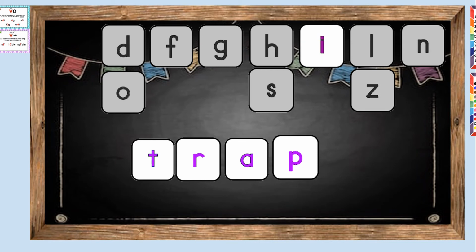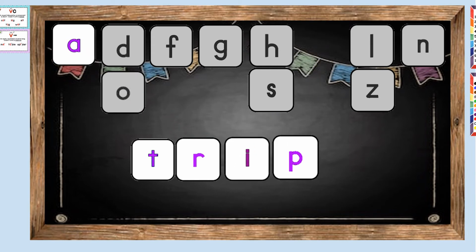Let's build another word. Now we're going to change the A in trap to an I. Let's see what word we made. Sound it out slowly. Trip. Again, a little faster. Trip. And a little faster. Trip. So when we change the A in trap to an I, we get the word trip.